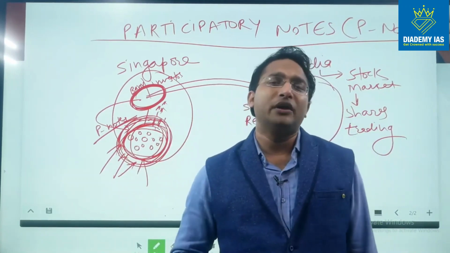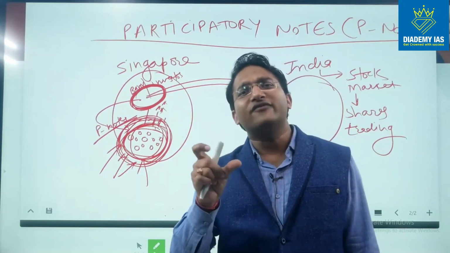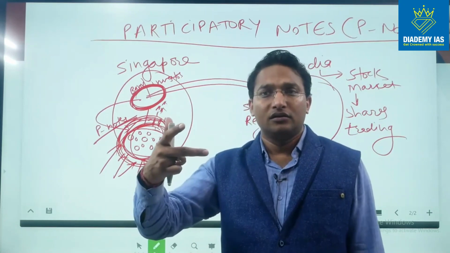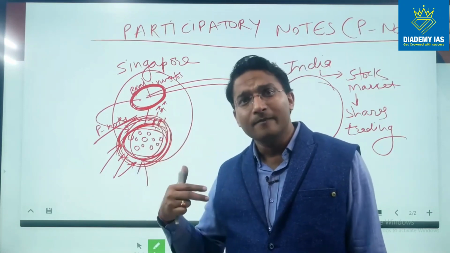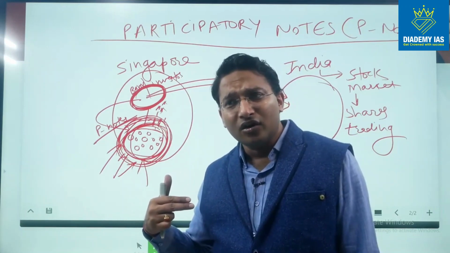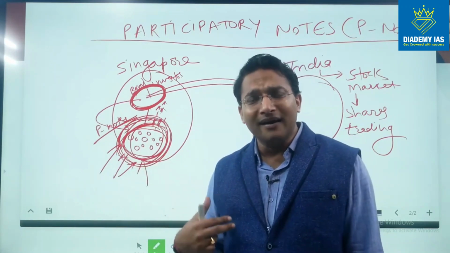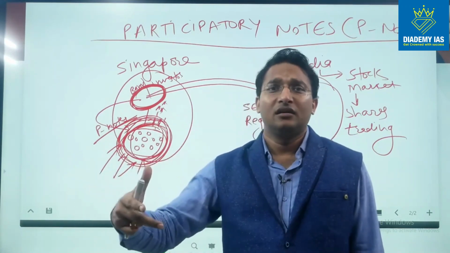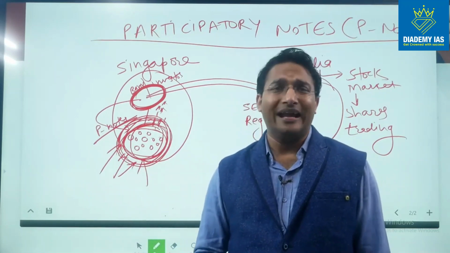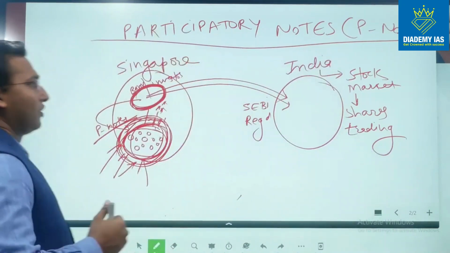Another negative point with the P note is that these P notes are part of the FII. So they are the hot money. Whatever money they are putting into India, they can withdraw at any point of time. So they can demand the money immediately. That can be risky for India's economic health, right? So this is about the participatory note.